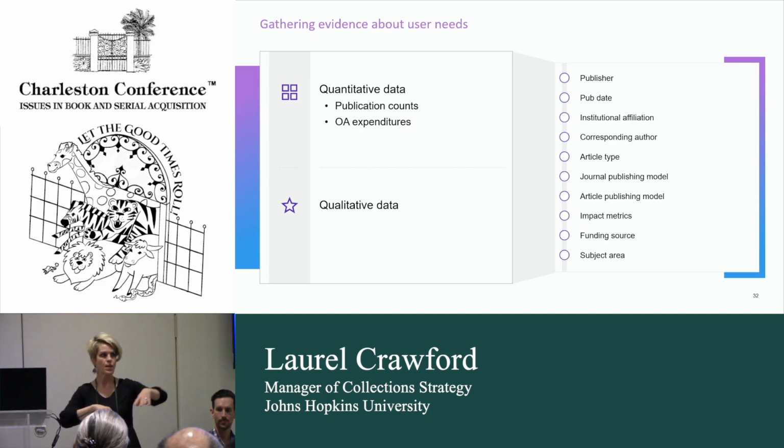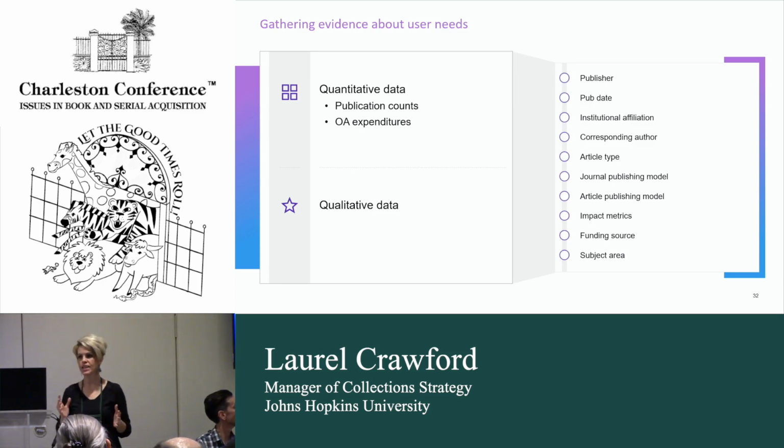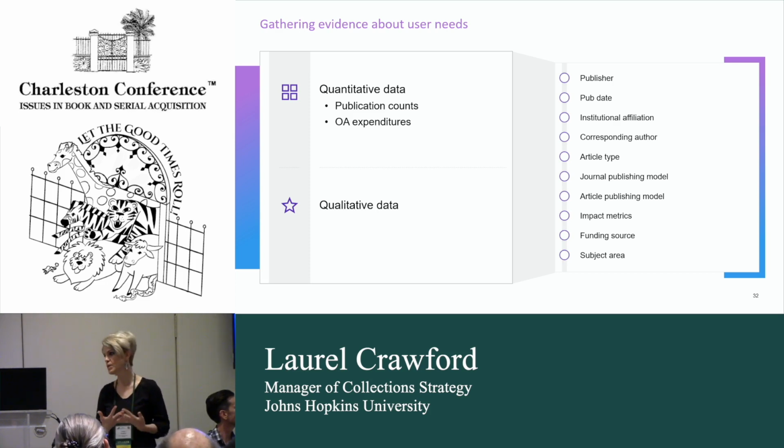Here are some of the things we can use to check our assumptions. Publication counts and open access expenditures are two of the quantitative things that I've been looking at. All of the things you see on the right-hand side of the screen are available within these tools. Very helpful to help you understand what's going on at your university.